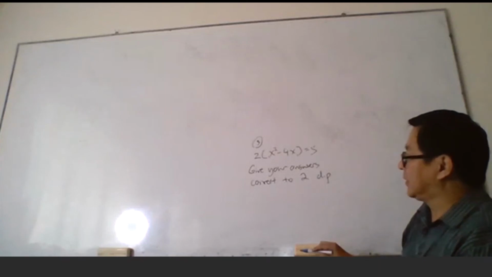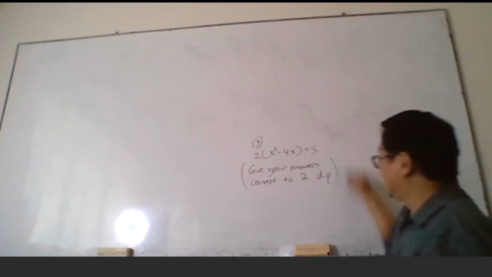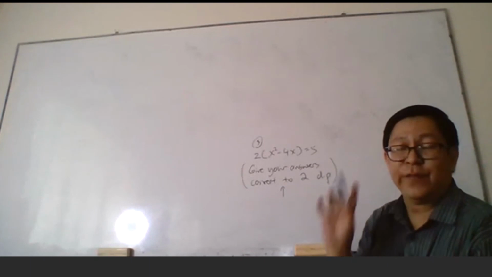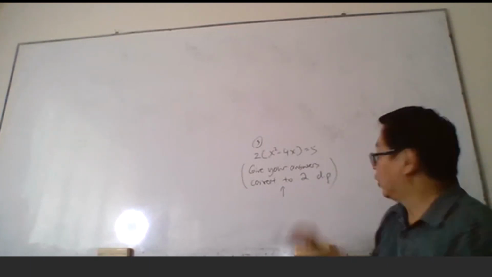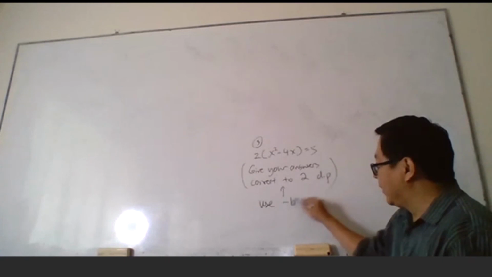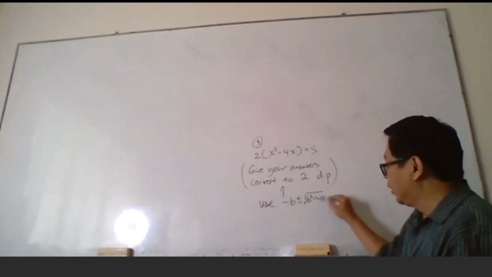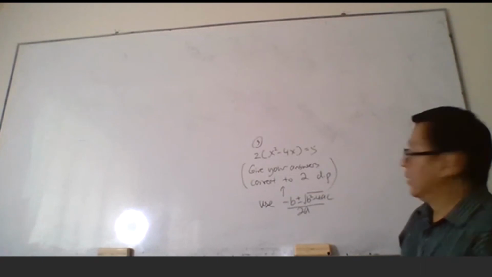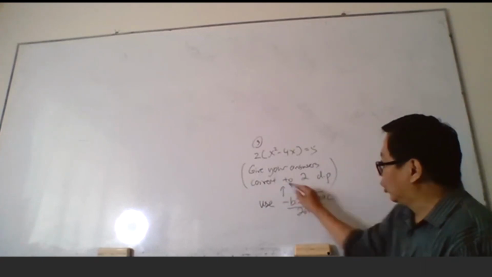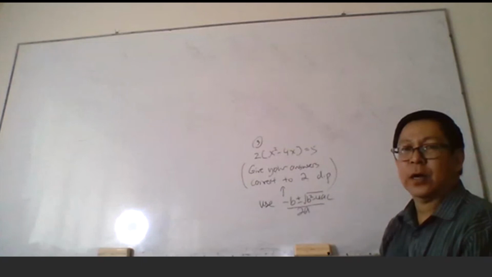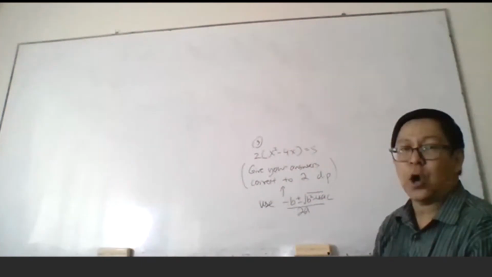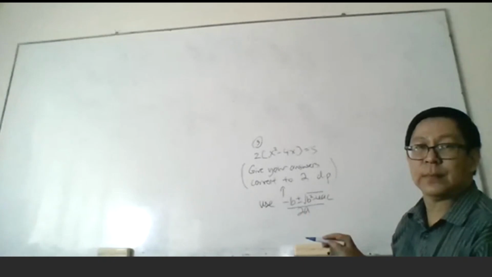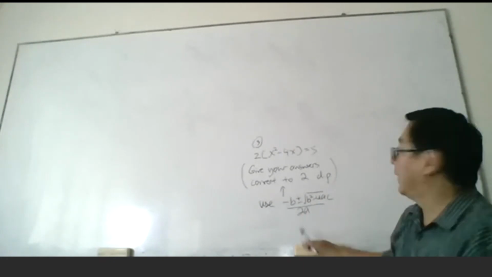two decimal places. If you see this sentence, it means that we cannot use factorization. Preferably we use the formula for the solution. Give your answer correct to 2 decimal places. Some put 3 decimal places or significant figures. Remember, we use this. You cannot factorize, no way.